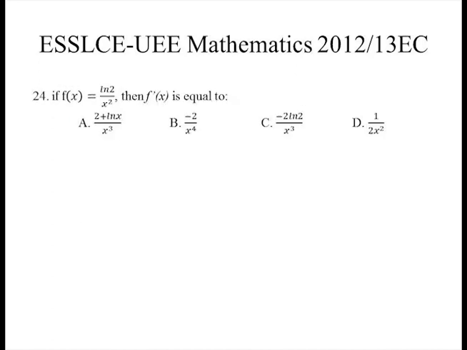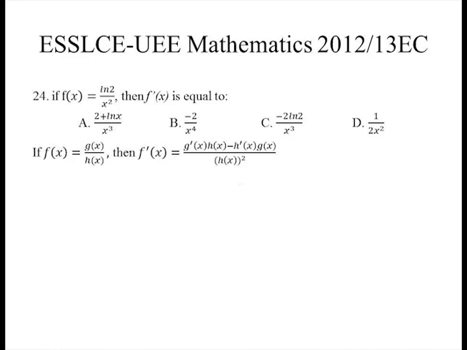Question number 24. If f(x) is equal to ln 2 divided by x squared, then f'(x) is equal to? If f(x) is equal to g(x) over h(x), then the derivative of f(x) is equal to the derivative of the numerator, that's g'(x), times the denominator, that's h(x), minus the derivative of the denominator, that's h'(x), times the numerator, g(x), divided by the denominator squared, that's h(x) squared.